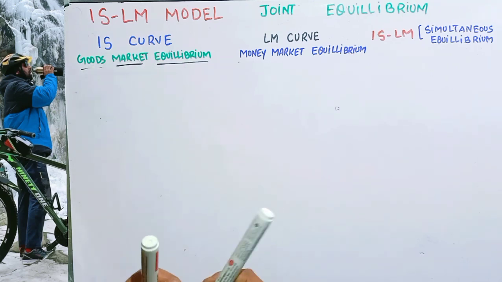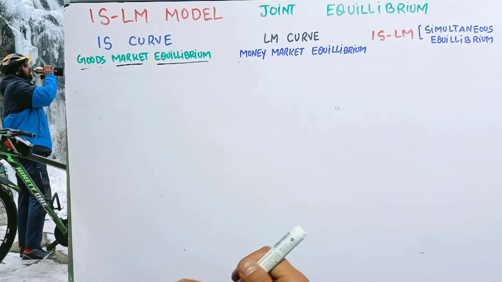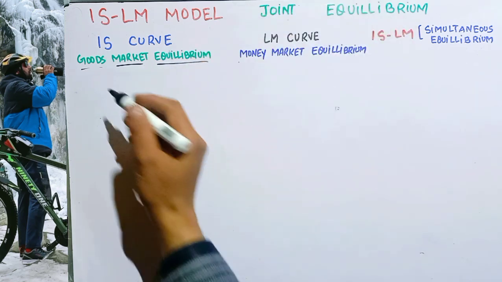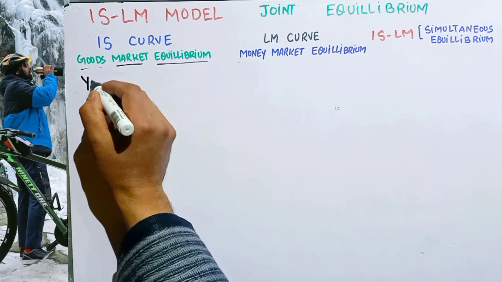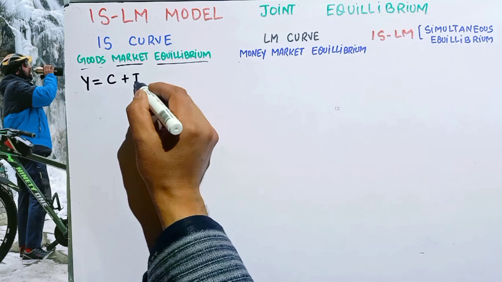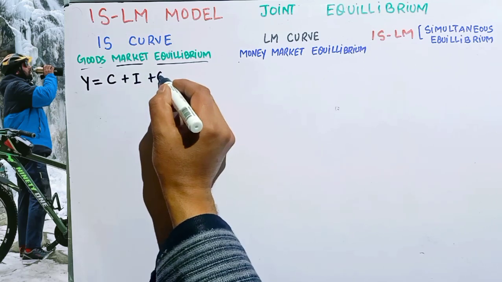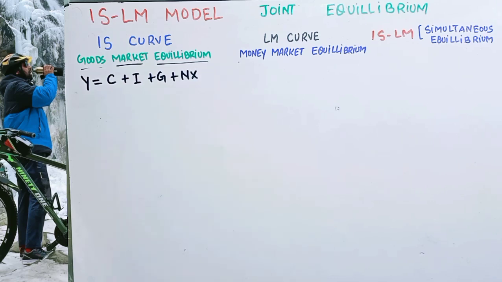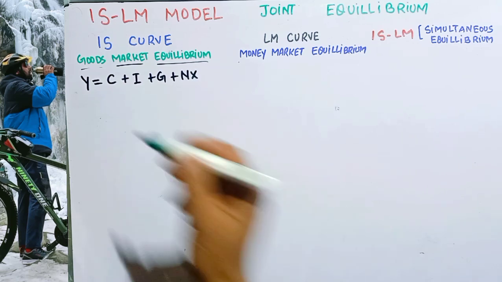The IS curve shows us the goods market equilibrium. So how do we derive it? Let us see. We know that our aggregate demand consists of, and let me write it here, Y is equal to the consumption expenditure plus investment expenditure plus government spending plus net exports. Okay. Now what is our consumption function?